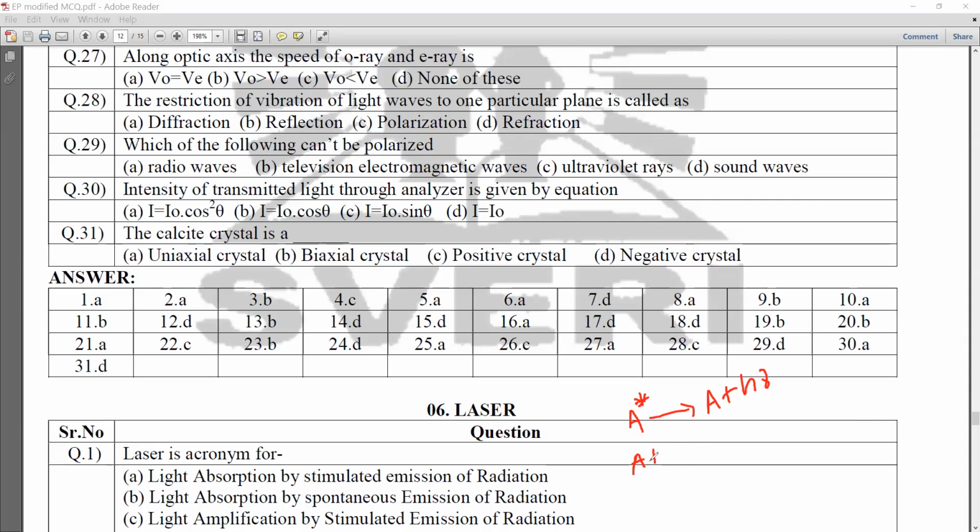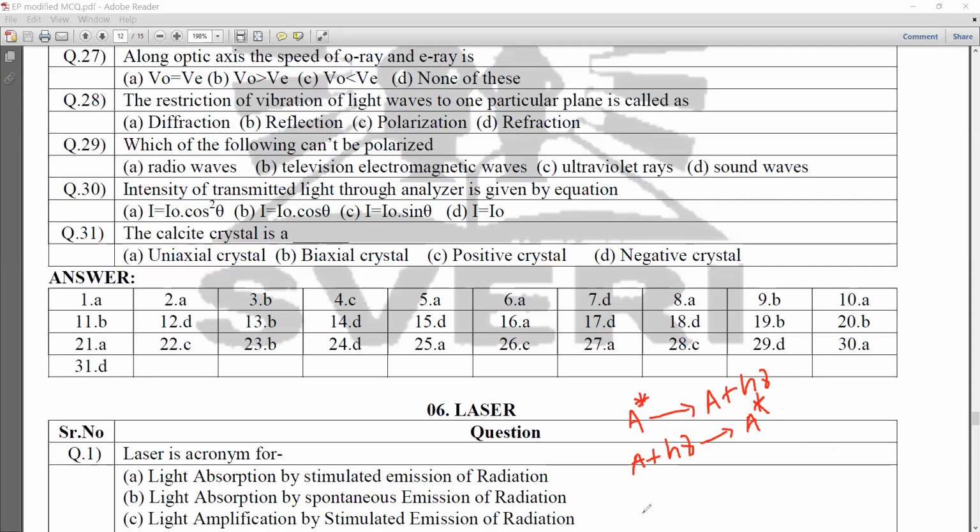Then A plus h nu gives A star. Which process is this? Absorption. Yes, absorption of radiation or stimulated absorption. Is that correct? Yes, sir. Stimulated absorption.